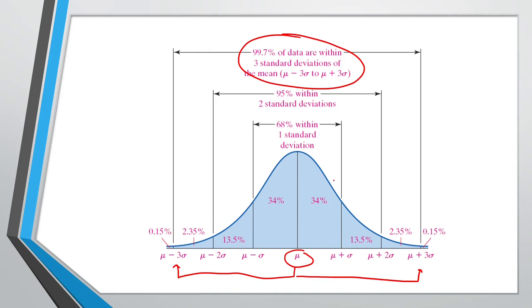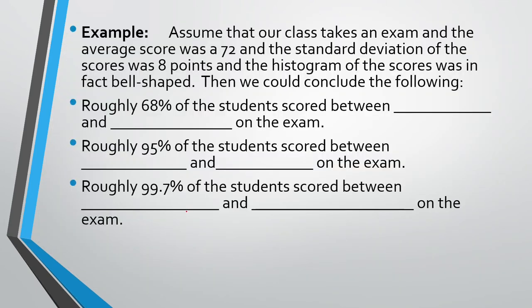99.7% of individuals. So let's see how this works. Example. Assume that our class takes an exam and the average score was 72 and the standard deviation of the score was 8 points and the histogram of the scores was in fact bell-shaped. Then we can conclude the following.